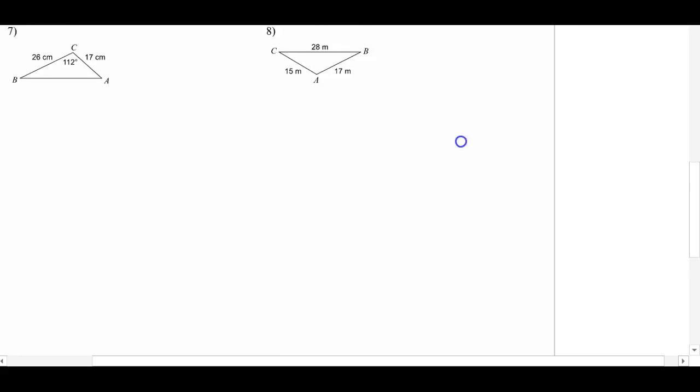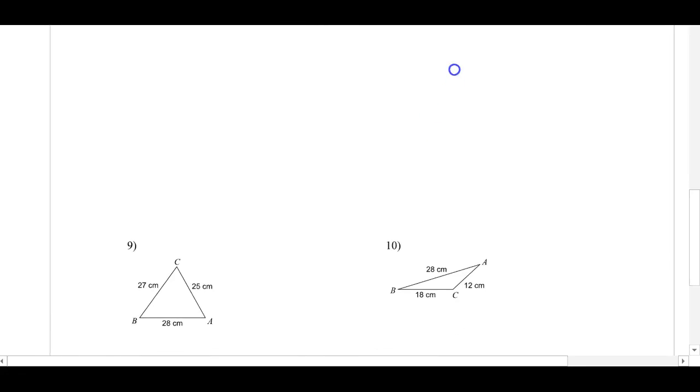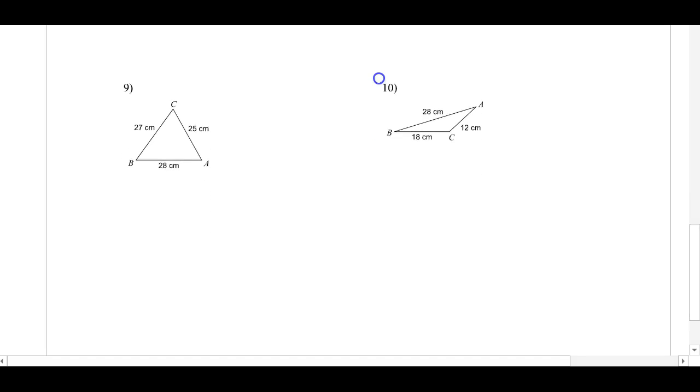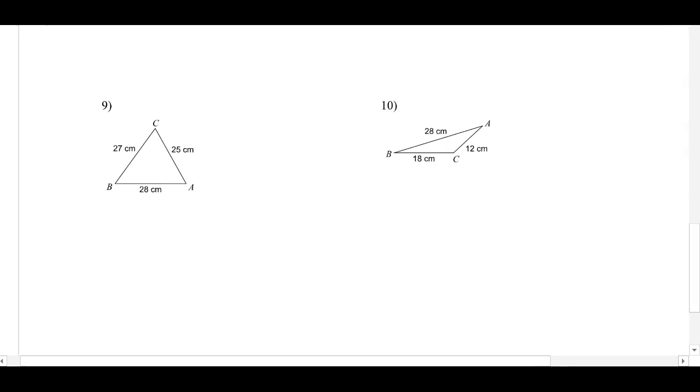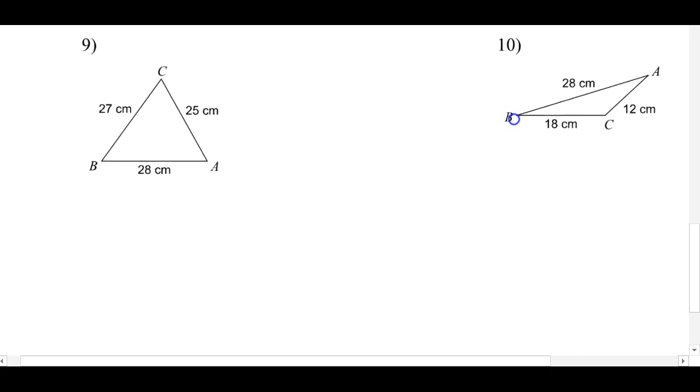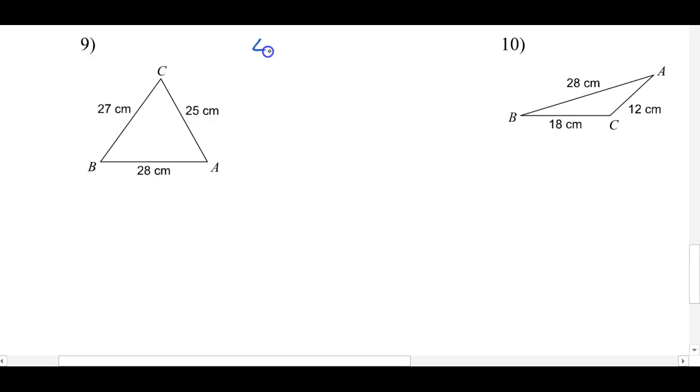Okay, so let's actually go down to number 9. Okay, because number 8, number 9, number 10 are all like each other. They're all done the same. Okay, now what we're missing here is we're missing all the angles. So we have no angles. We have all the sides, but no angles in this case. Okay, so we need B, C, and A. So again, here's where we need the law of cosines again.